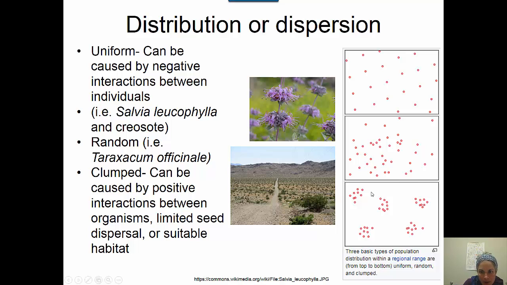I'm going to talk about this bottom box, and then we'll come back to the example of random distribution in dandelion. So clumped distribution can result from a bunch of different factors. It could be caused by positive interactions between organisms, so that's when they're actually helping each other out. I saw some examples of this when I was doing salt marsh restoration work. We tended to see new recruitment of seedlings near plants that were already established. So we were seeing a clumped distribution in these communities that we were trying to establish.